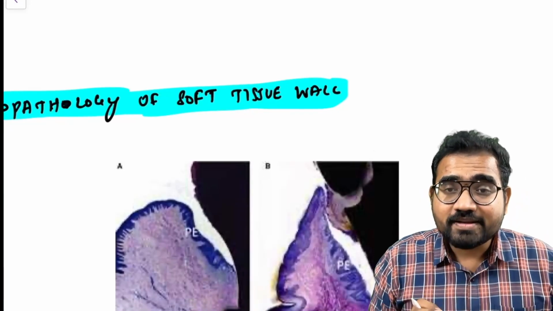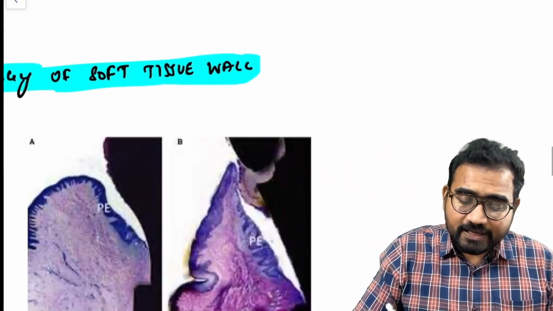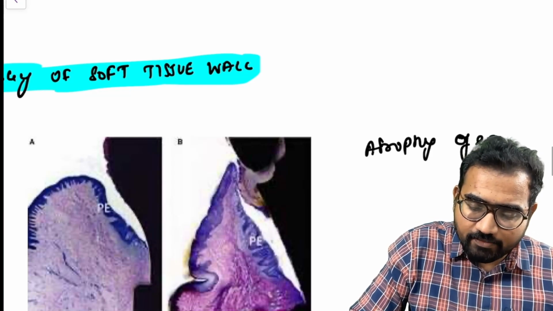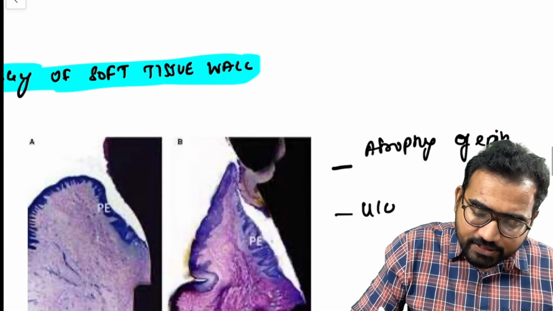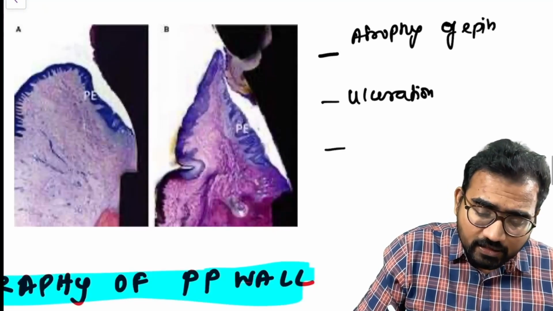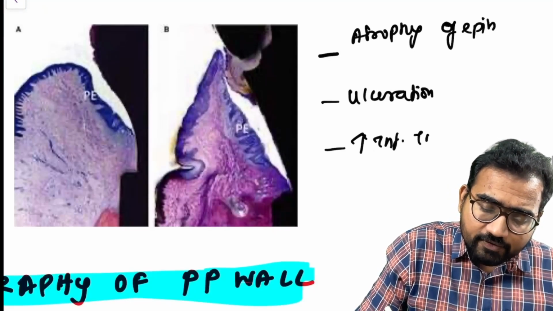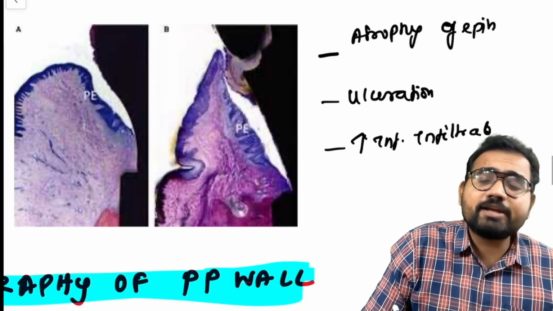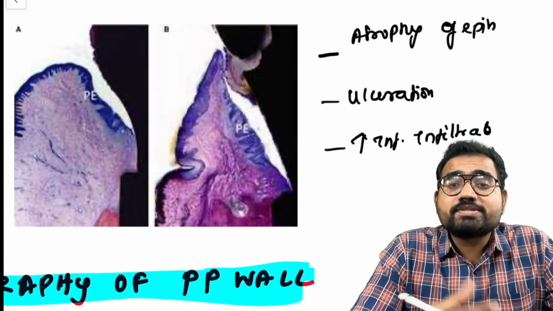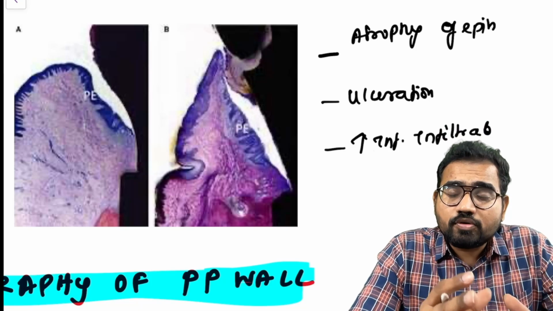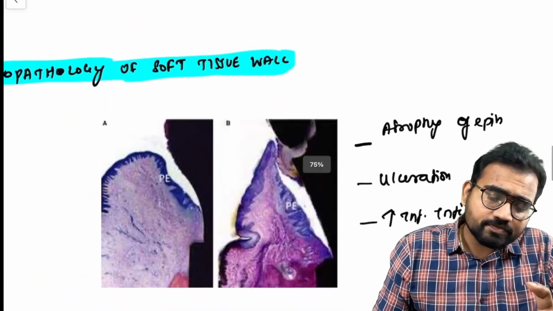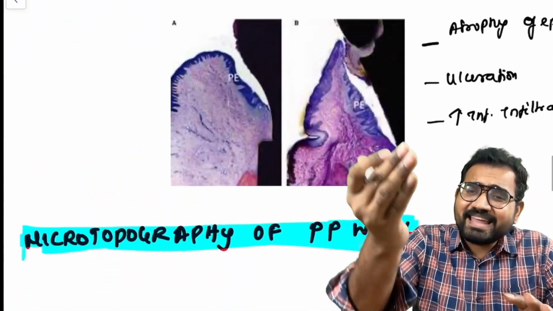Now what will happen in the soft tissue? As I told you, there will be atrophy of the epithelium, or destruction of epithelium by the bacteria. There will be ulcerations because there will be a break in the continuity of the epithelium, and there will be increased inflammatory infiltrate because there is going to be a fight between the bacteria and the host immune cells. Okay, so all this is going to take place. All this you can see in the histopathology of the soft tissue wall.